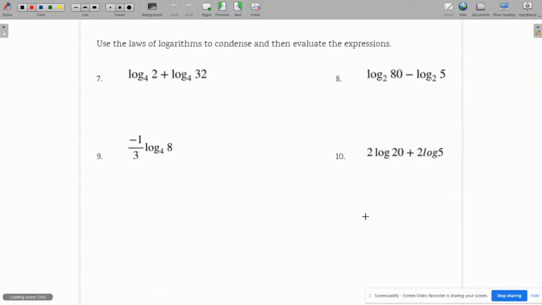And I want you to also try these on the bottom. In this case, you're going to condense, and then you're also going to evaluate. So for instance, log base 4 of 2 plus log base 4 of 32, since I'm adding logarithms with the same base, I can take the log base 4 of 2 times 32, or 64. And now we want to evaluate this. So we're essentially saying 4 to what power equals 64? Well, 4 squared is 16, but times another 4 is 64. So that's going to be 4 cubed. So our evaluation would give us the answer of 3.